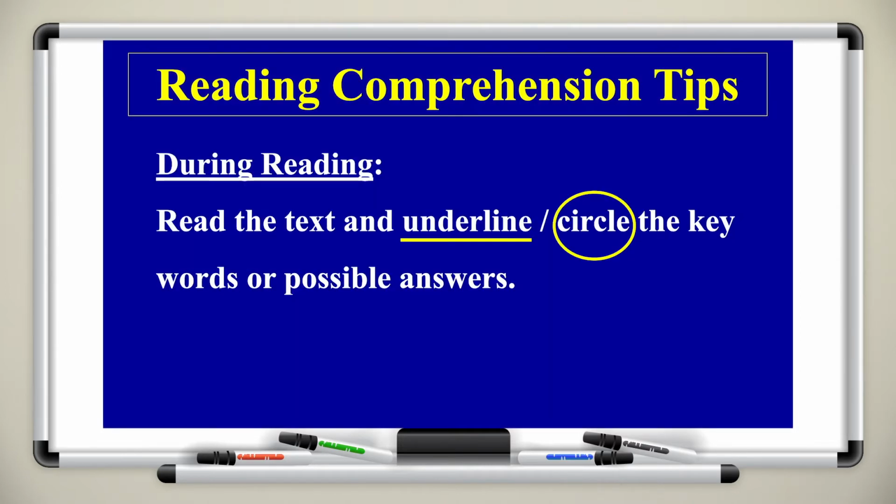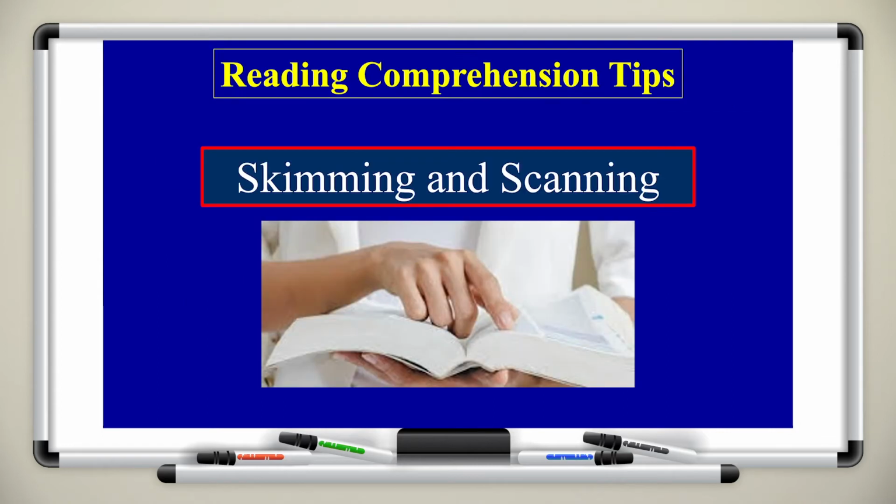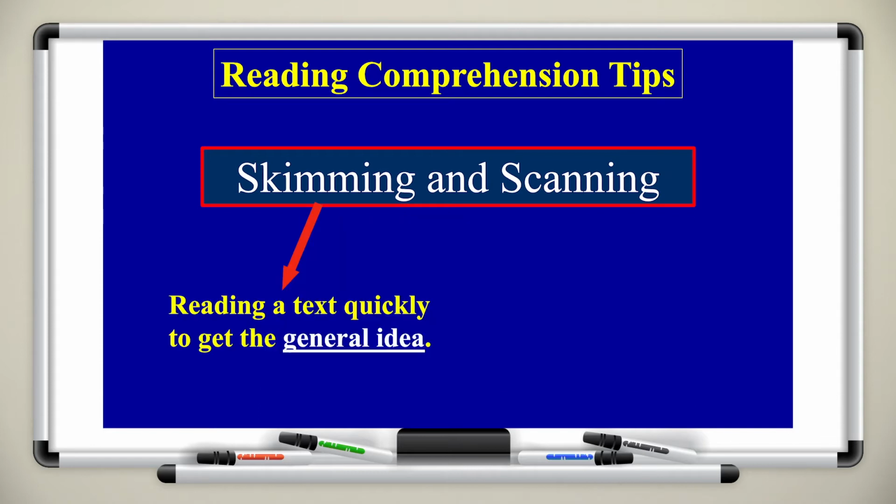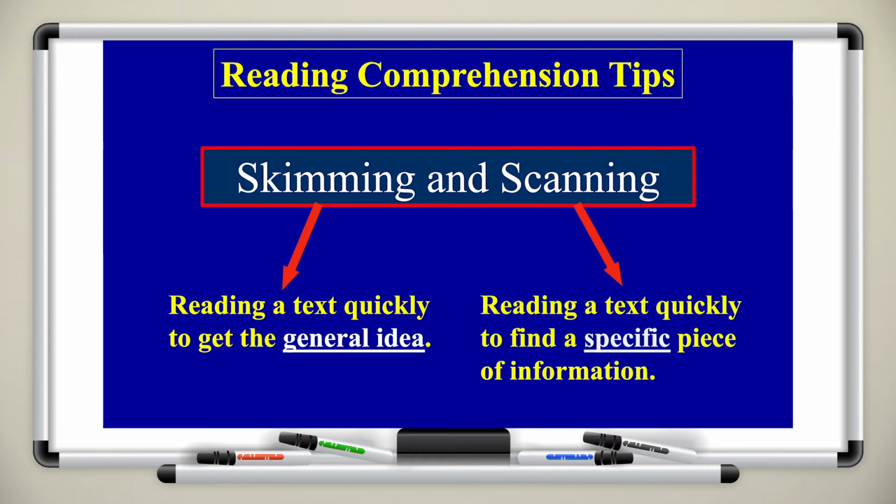Also, I recommend that while reading the text, you underline or circle the keywords or possible answers that might help you in tackling the questions. Here we have two main things that are called skimming and scanning. These are two different techniques that are used when you read a certain text. Skimming means reading a text quickly to get the general idea. However, scanning means reading a text quickly to find a specific piece of information.